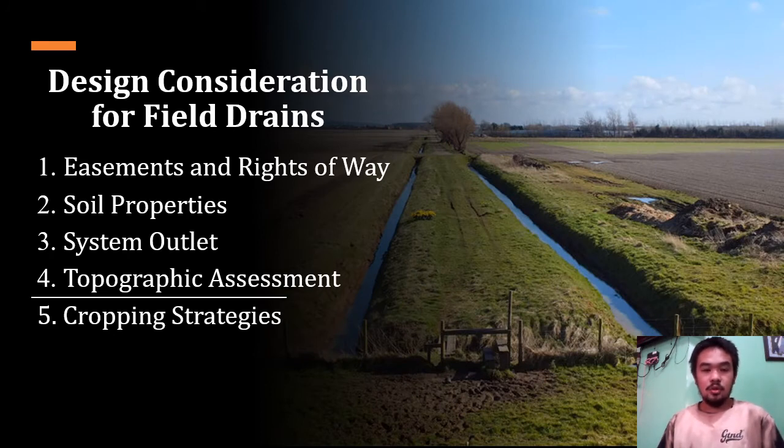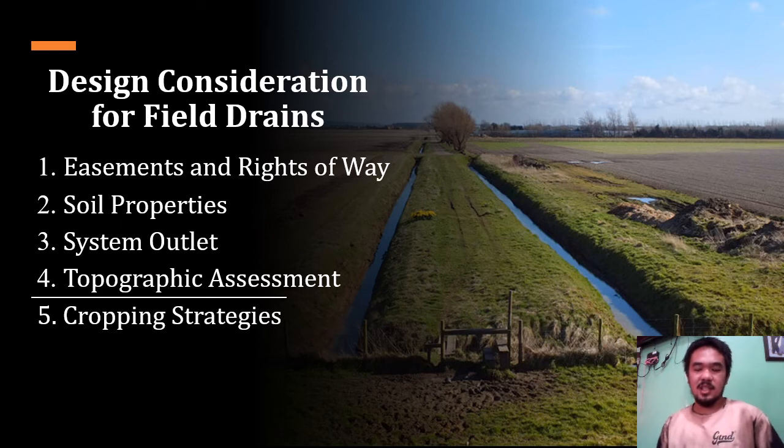We already talked about the design considerations for the land grading. This time we need to talk about the design considerations for the field drains. Number one, easements and right of way. An easement is the right to use the land of one person for a specific purpose to benefit another's interest.